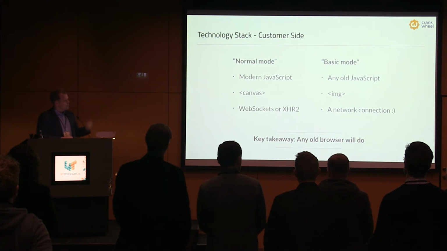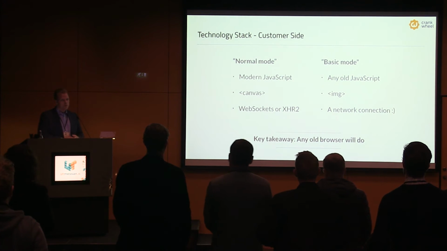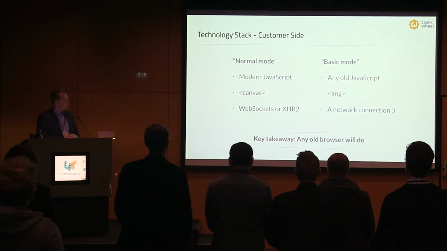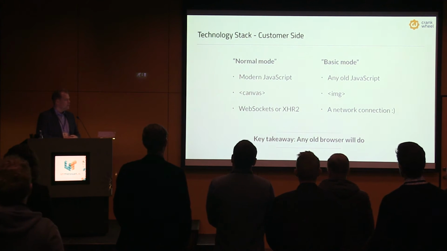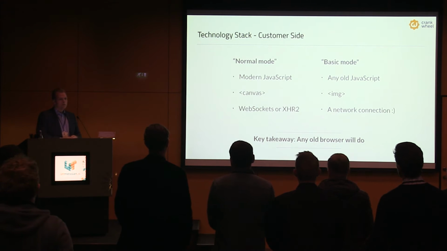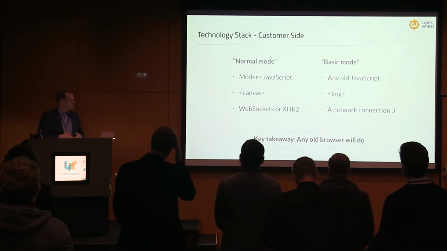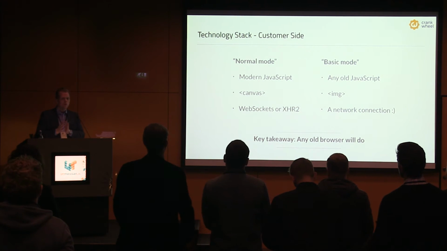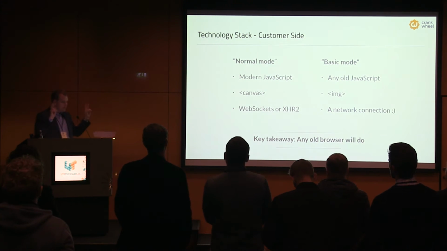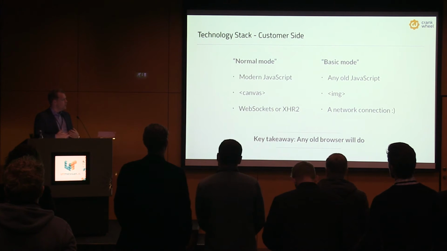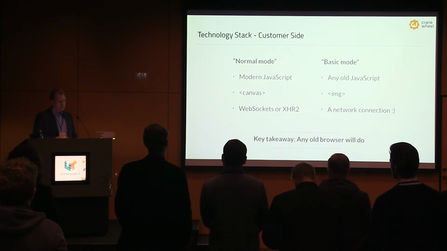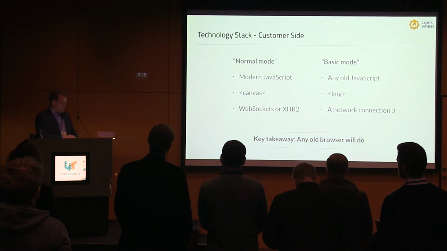If we don't have support for canvas, we switch to what's called the basic mode client, and that one only requires very basic JavaScript support and the image element. And image has been around since the very beginnings of the web. The key takeaway is that any old browser will do. As I mentioned about WebRTC, at some point we might add an advanced mode WebRTC client that we would use when WebRTC is available on both ends of the connection. But I'll talk about that a little bit later, why we're not doing that yet.